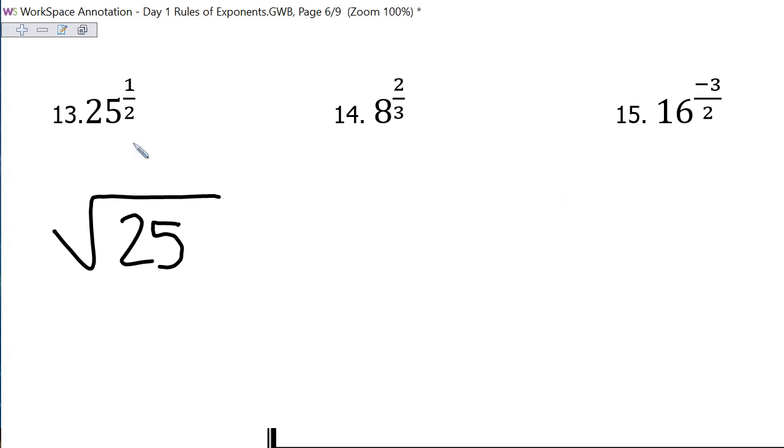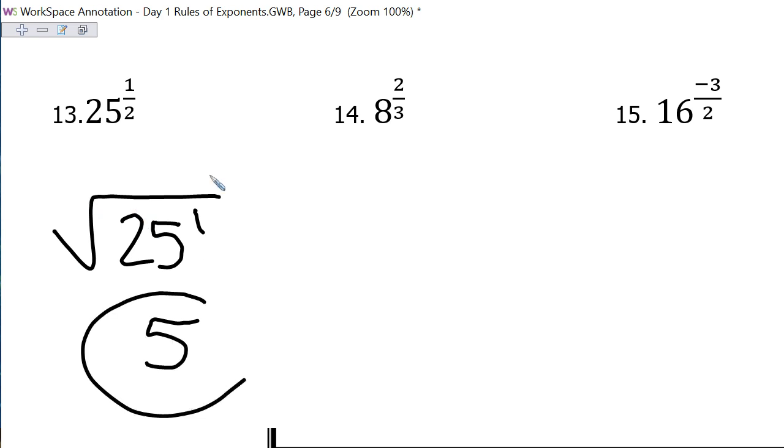But 25 is raised to what power? Yeah, the top number is your power, so that's 25 to the first power. Well, what's 25 to the first power? 25. And what's the square root of 25? 5. So convert to radical form, then simplify.